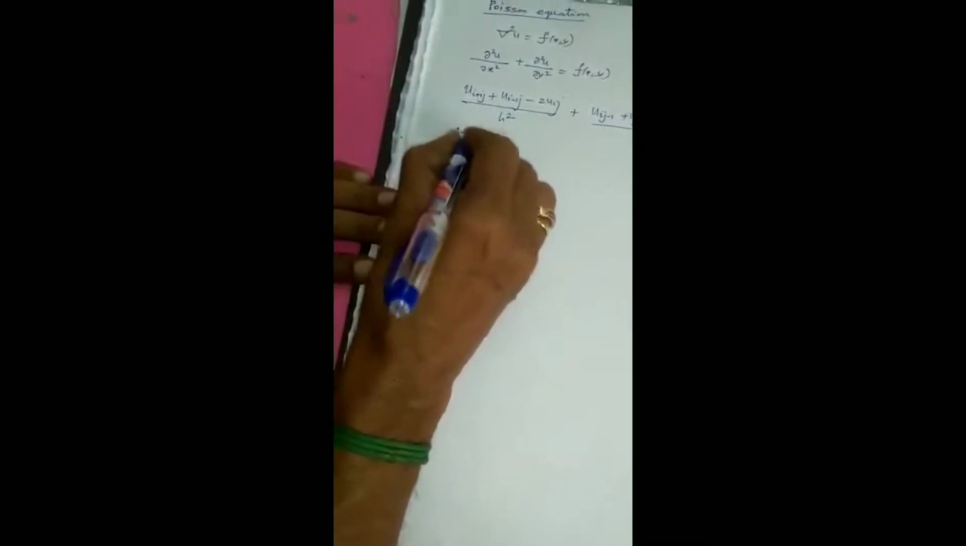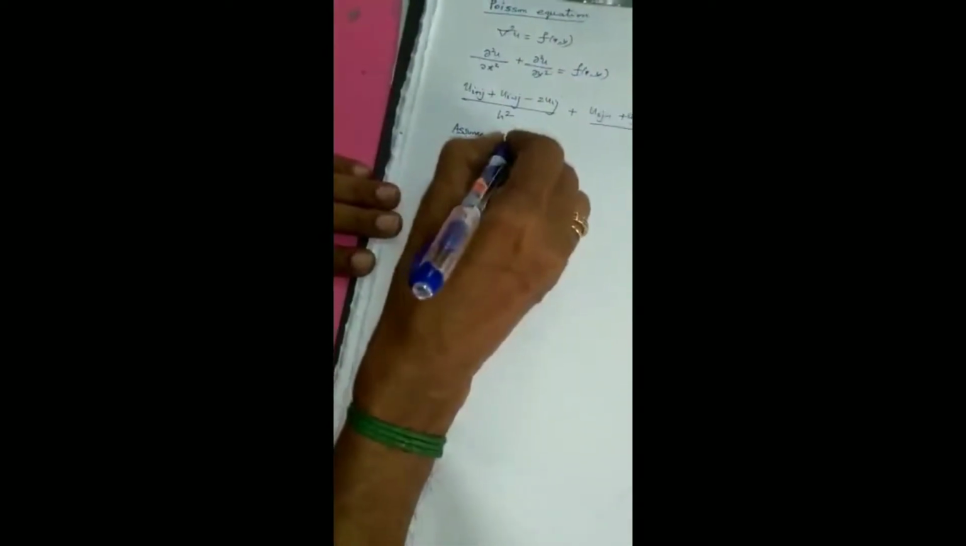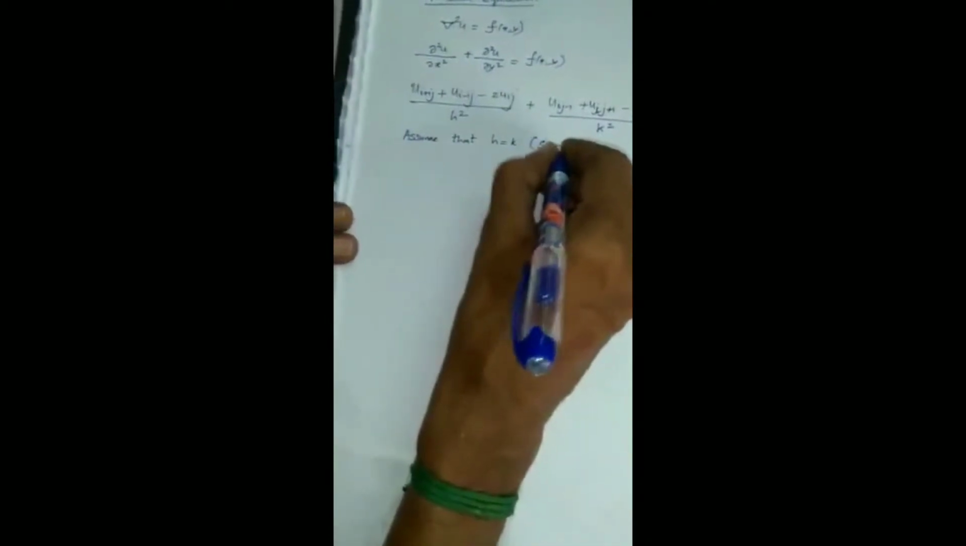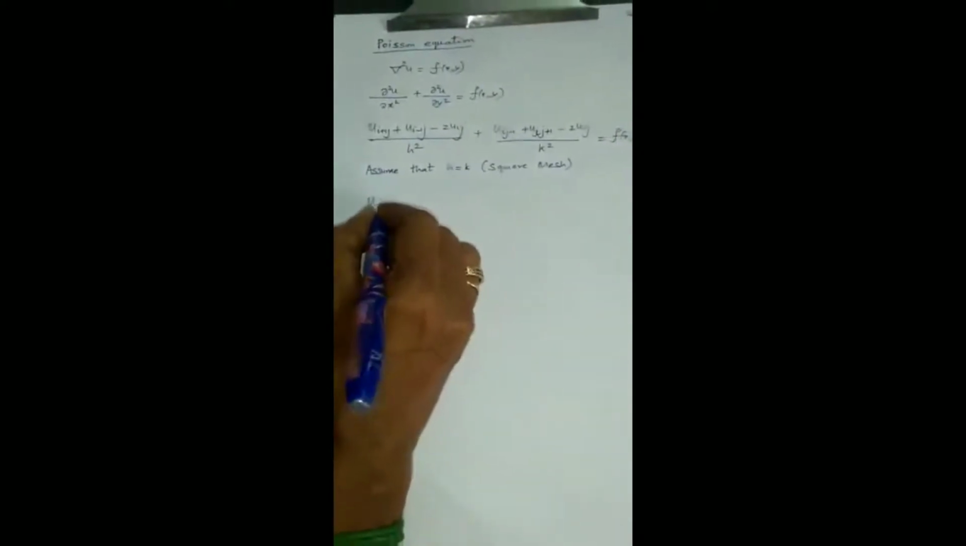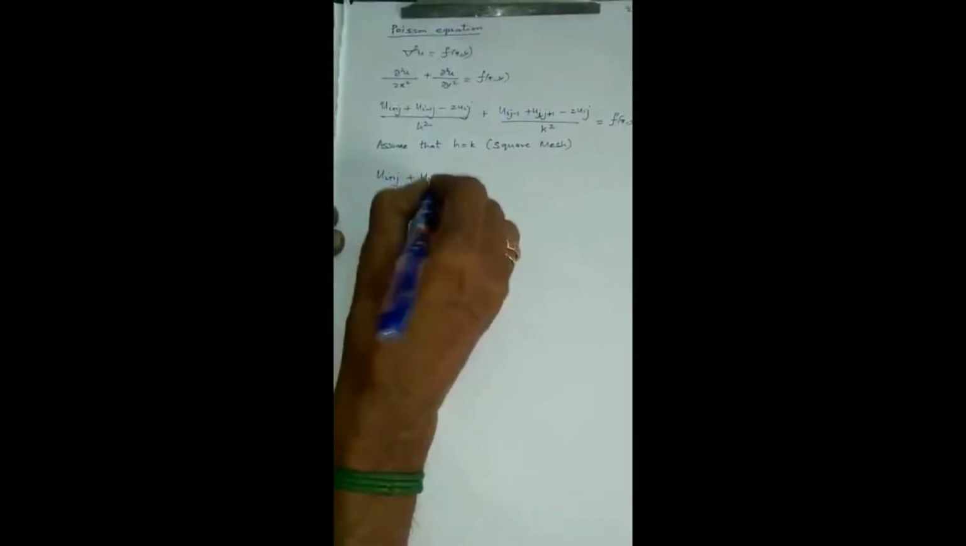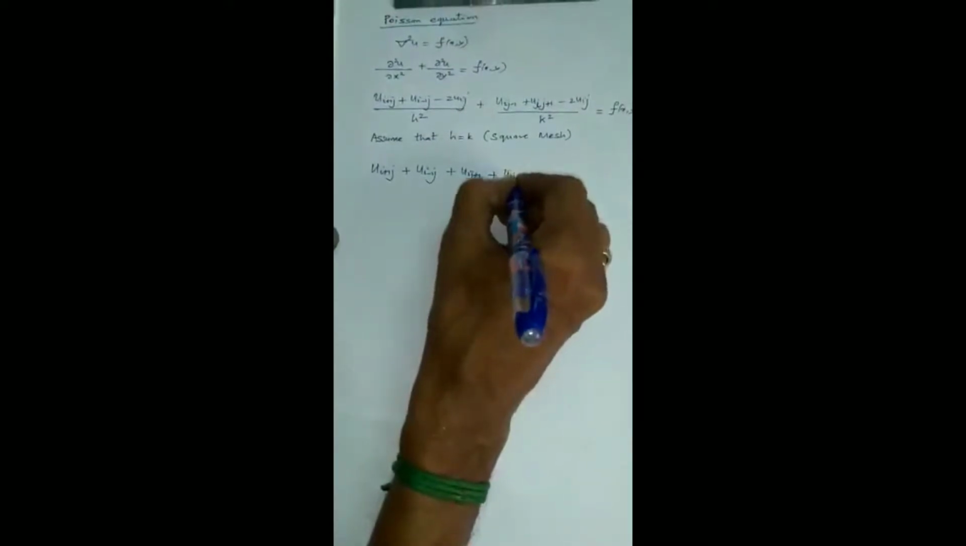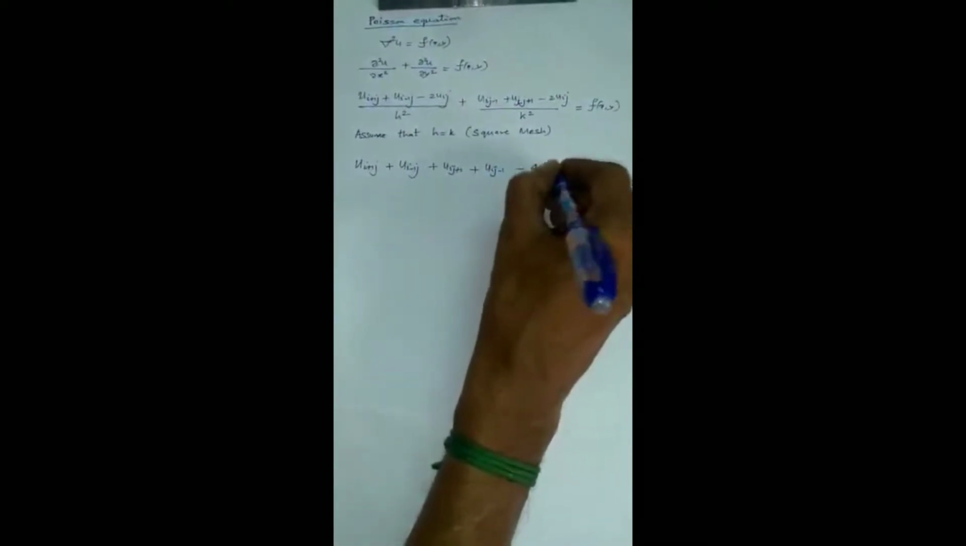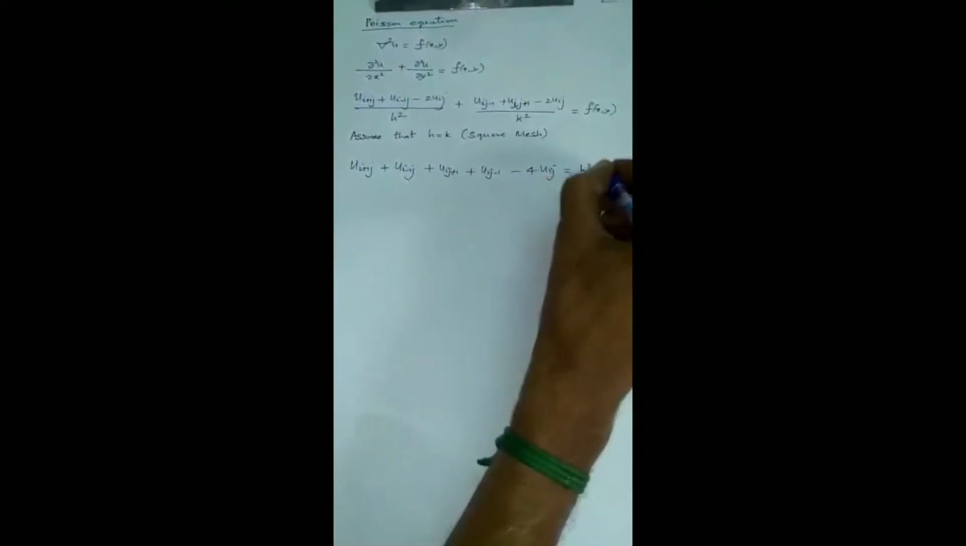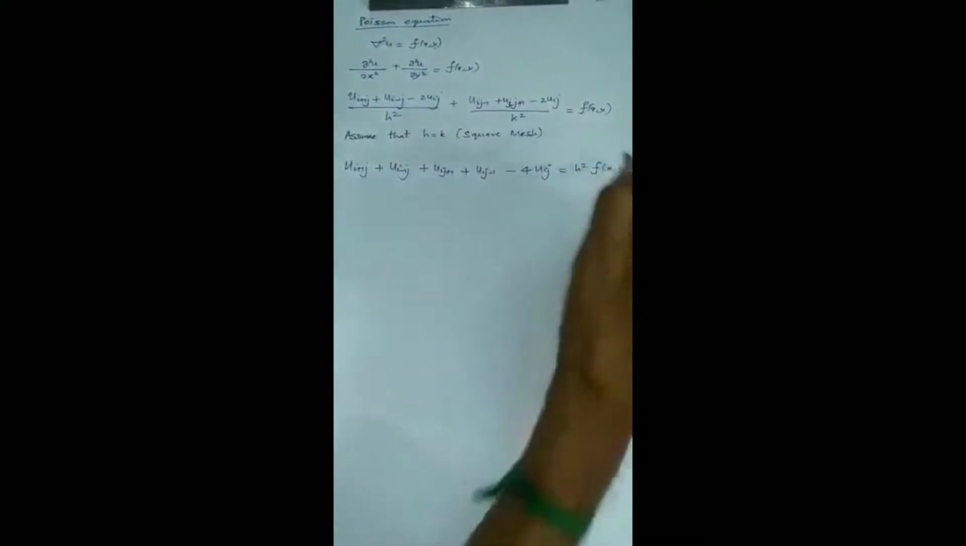Okay, now I'm going to assume a square mesh for all numerical calculations. Assume that h and k are equal. That is, I'm taking a square mesh for hand calculation since we are using a calculator. Therefore, I can write u i plus 1 j plus u i minus 1 j plus u i j plus 1 plus u i j minus 1 minus 4 u i j equal to h square f of x comma y.